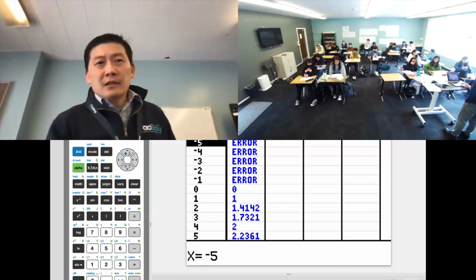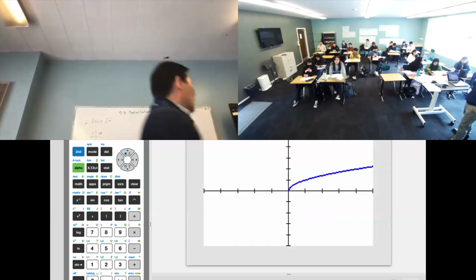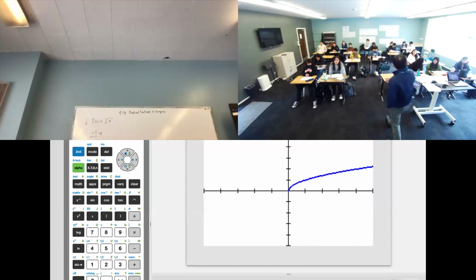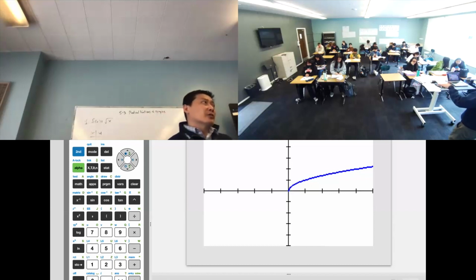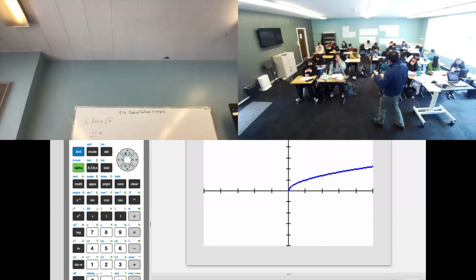What do I graph? I just press graph, and then it shows up. Okay? So this is the graph. Right. So from this point on, you can use your calculator as long as you know how to operate it, getting the values that you need from the table, getting the graph.